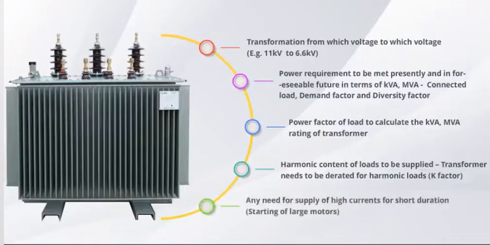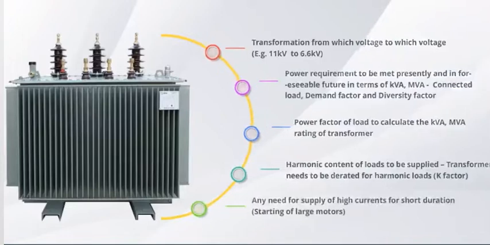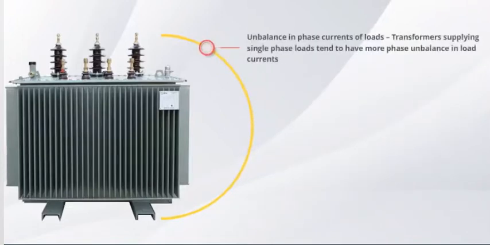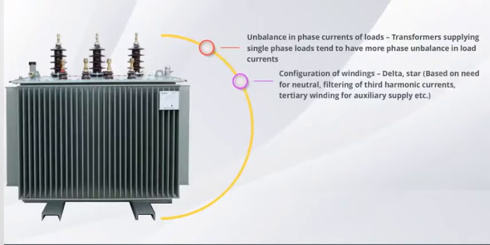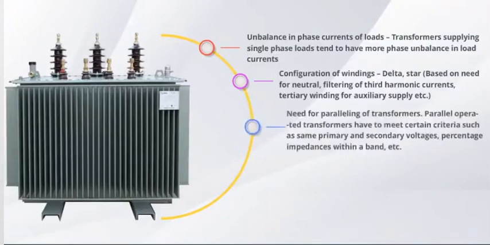Any need for supply of high currents for short duration. Unbalance in phase currents of loads. Transformers supplying single-phase loads tend to have more phase unbalance in load currents. Configuration of windings, delta, star, based on need for neutral, filtering of third harmonic currents, tertiary winding for auxiliary supply, etc. Need for paralleling of transformers. Parallel operated transformers have to meet certain criteria such as same primary and secondary voltages, percentage impedances within a band, etc.